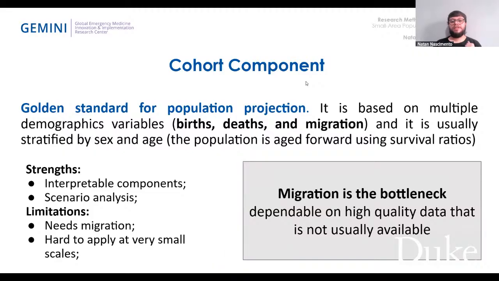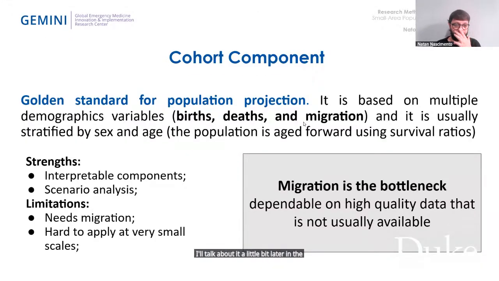Very important: the cohort component does not stratify by race and ethnicity. It can, but it won't. Especially because we don't have the data. I'll talk about it a little later in the presentation, but we don't have the data to do that, for a couple of reasons. First is that race and ethnicity is self-declared. And some people do not declare. Simple as that. They don't declare.